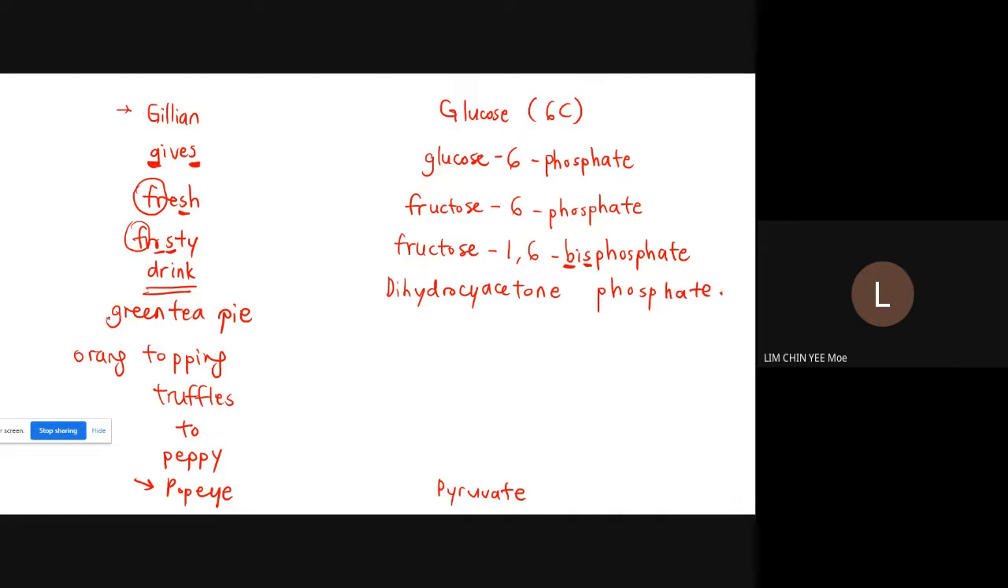So the next one, GTP, green tea pie. So GTP, then G is for glyceraldehyde. And then T is? Three. Three and then phosphate. If you don't know when we use phosphate, once we mention glycerate, then you can remember this G here. G at the back, only this one has G at the back. Then you can remember, that's where it starts. We use glycerate.